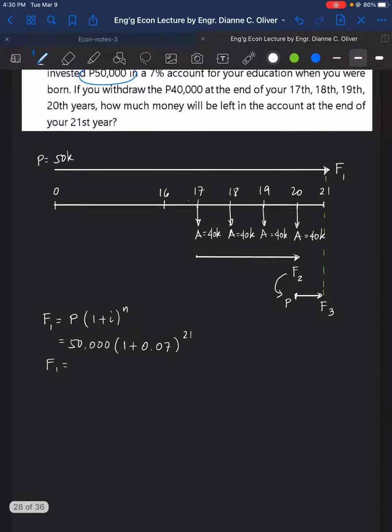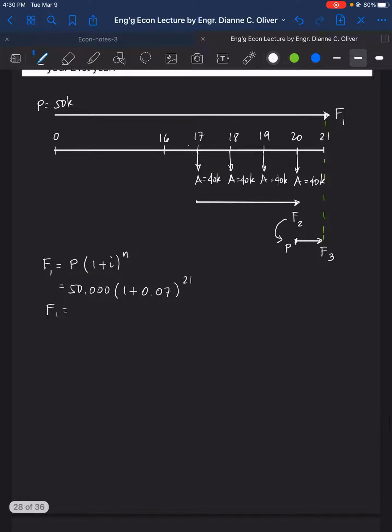so let's concentrate on the cash flow diagram. So F1 is equal to 207,028.12 pesos. 207,028.12 pesos. Now let's find the value of F2.